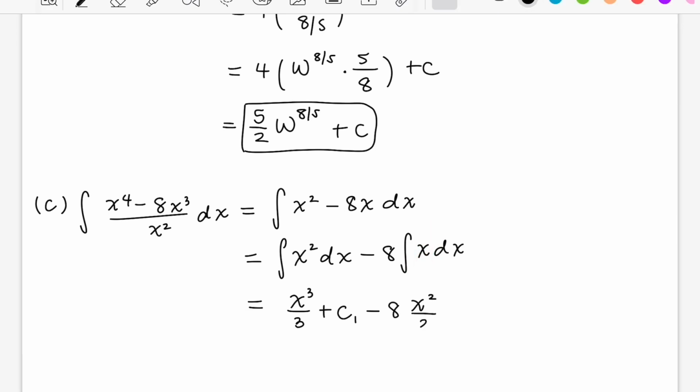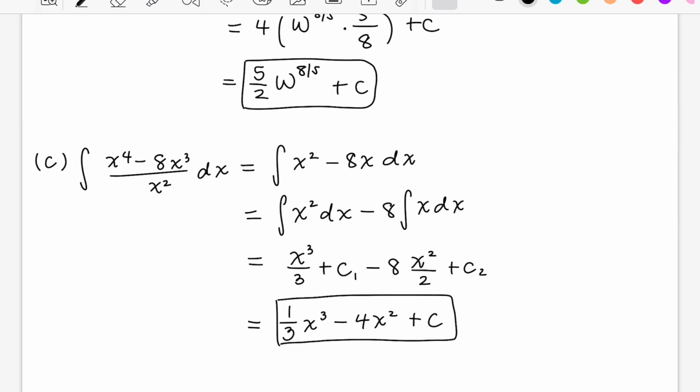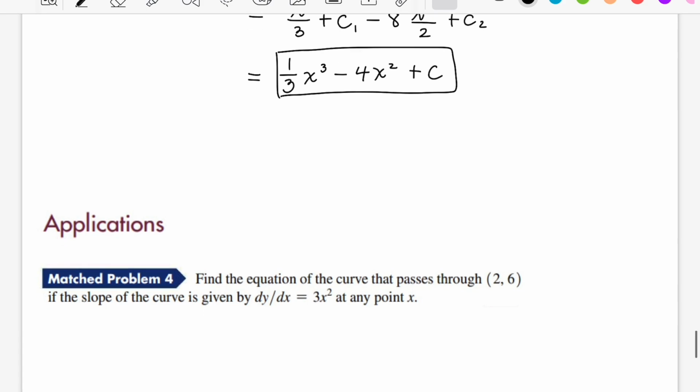So x squared over 2 plus c. So then we'll get 1/3 x cubed minus, we'll get 4x squared plus some constant c. All right, so now we'll look at some application problems.